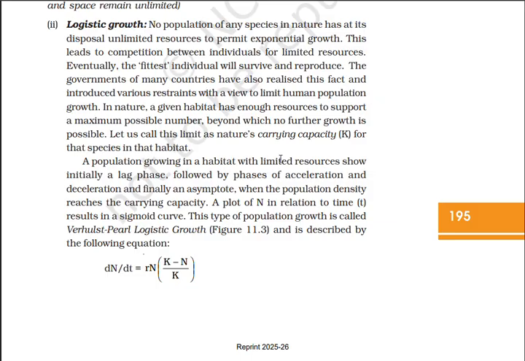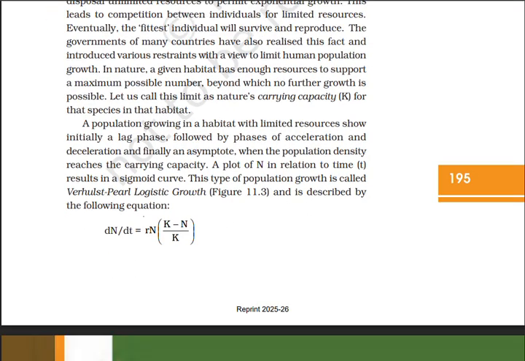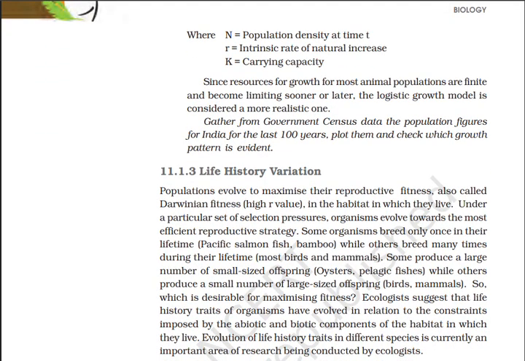A population growing in a habitat with limited resources shows initially a lag phase, followed by phases of acceleration and deceleration, and finally an asymptote when the population density reaches the carrying capacity. A plot of N in relation to time t results in a sigmoid curve. This type of population growth is called Verhulst-Pearl logistic growth and is described by the following equation: dN/dt = rN (K − N)/K, where N is equal to population density at time t, r is equal to intrinsic rate of natural increase, K is carrying capacity. Since the resources for growth for most animal populations are finite and become limited sooner or later, the logistic growth model is considered a more realistic one.